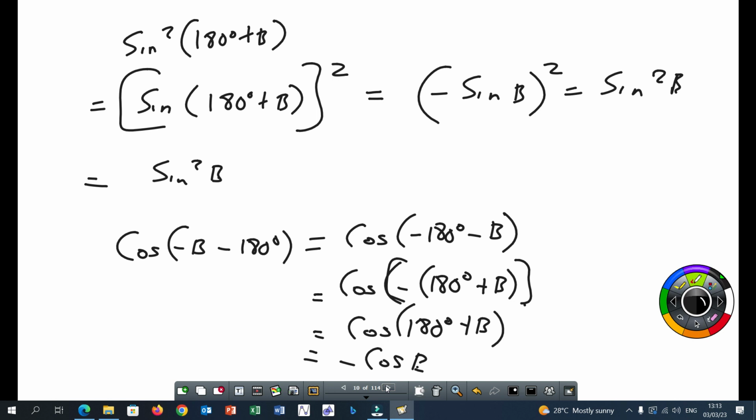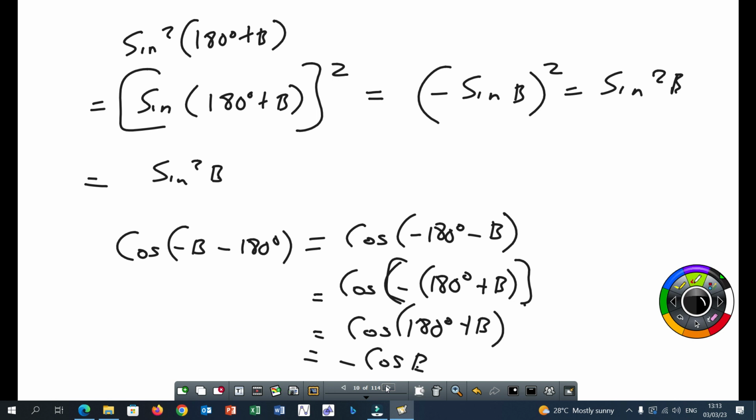When you're answering questions on reduction, you have to know your quadrants and you have to know your negative angles and positive angles. Answer the questions with understanding, not guessing.